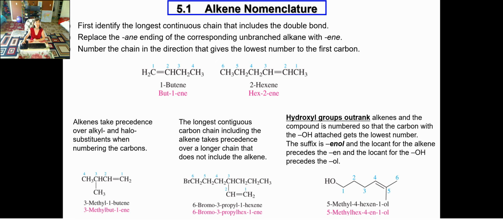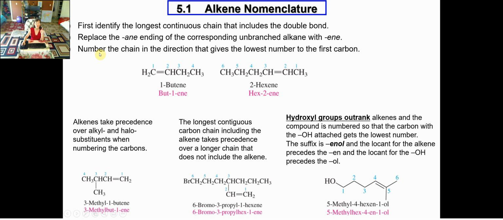So the first topic will be about the alkene nomenclature. You have 3 major steps. Step 1, you are going to identify the longest continuous carbon chain, which includes the carbon-carbon double bond. Step 2, you are going to replace the A and E ending of the corresponding unbranched alkane with E and E to name the alkene. A and E is going to be changed to E and E, representing the carbon-carbon double bond.